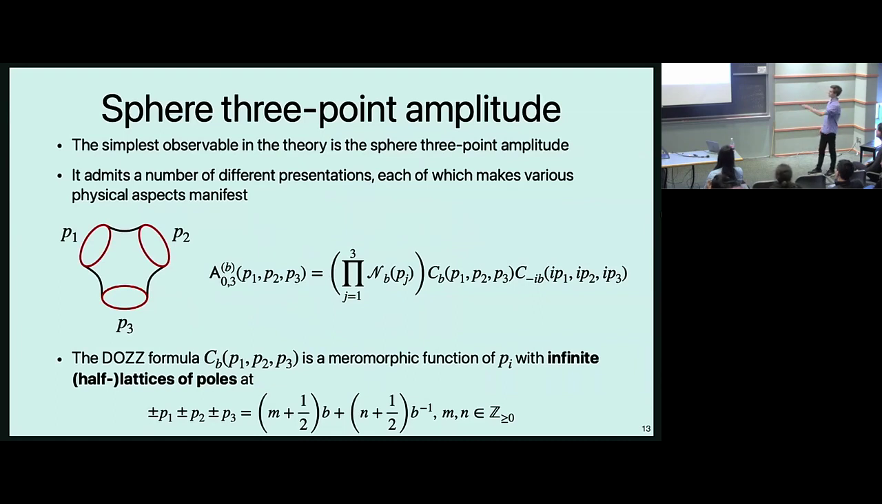Now, in this morning's talk, this second DOZZ formula was a time-like DOZZ formula, and the two exactly canceled out. Here, that does not happen. So we have to leverage the fact that we know all there is to know about this DOZZ formula, which in particular is some meromorphic function of these momenta P1, P2, P3, with these infinite half lattices of poles formed by translations by multiples of b and b inverse.